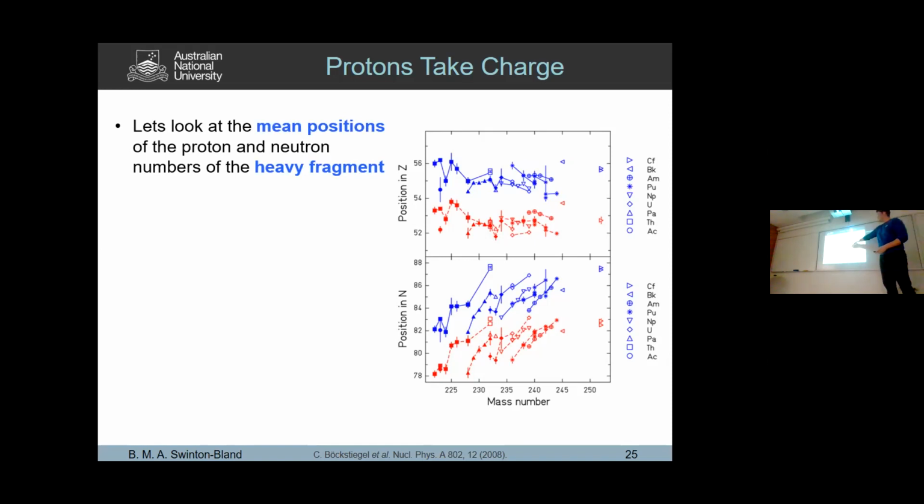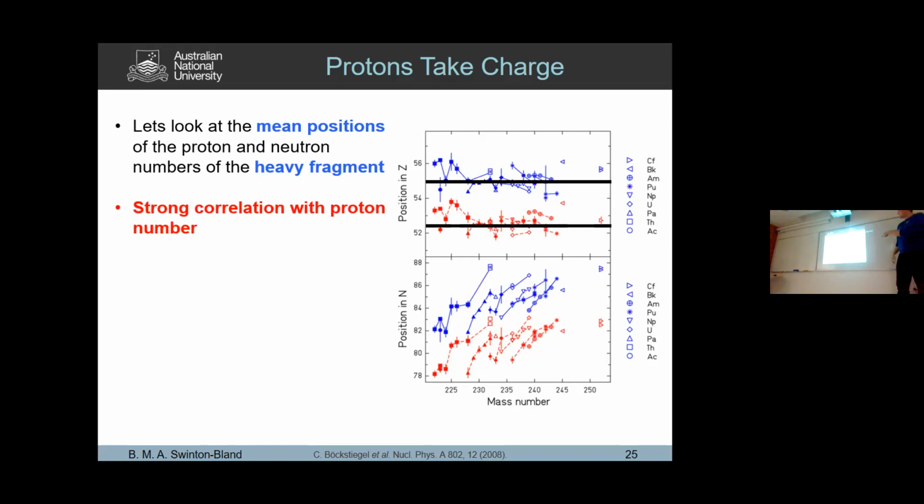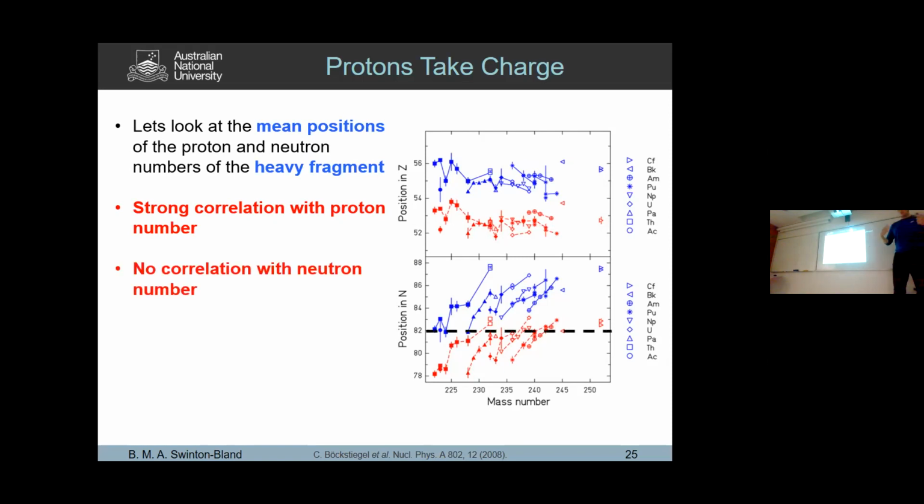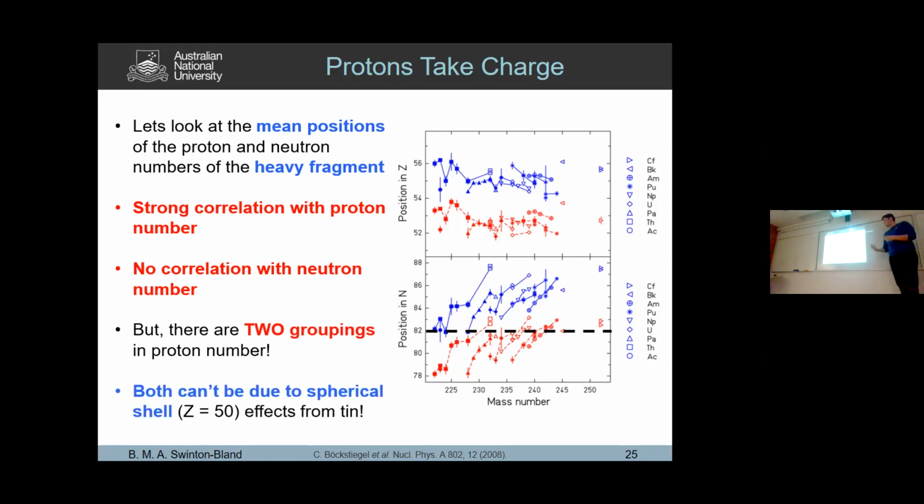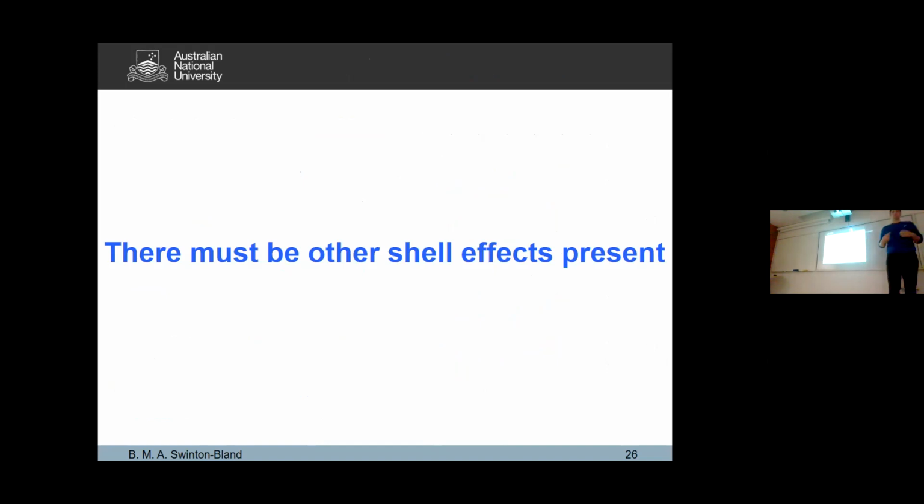So on this plot, we're seeing the position of the proton number and neutron number against the mass of the fissioning compound system. First of all, we can see that there is a very strong correlation with proton number across a wide mass range. But we don't see the same principle with our neutron number. And if we bring in the N equals 82 closed shell, we see there's no correlation with this magic number. And this is important. The fact that these 2 mass-asymmetric fission modes are both occurring at different proton numbers means that we can't just use our spherical shell effects in tin, or Z equals 50, to explain these 2 distributions. So that tells us that there must be other shell effects present. There must be other shell effects that are responsible for this.